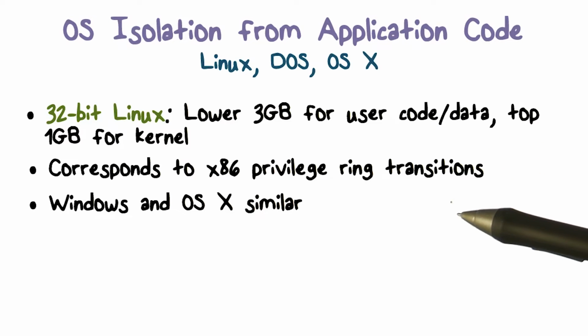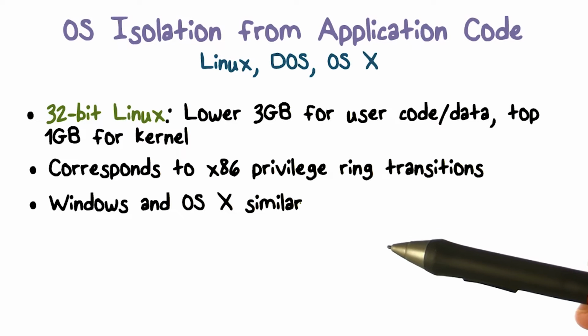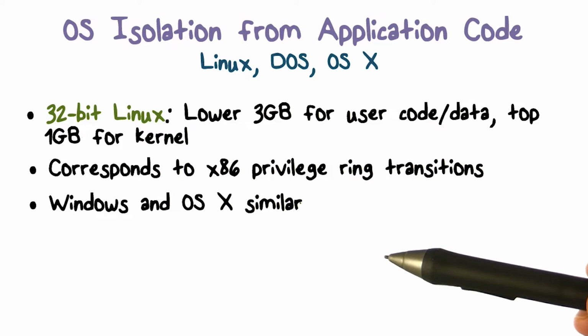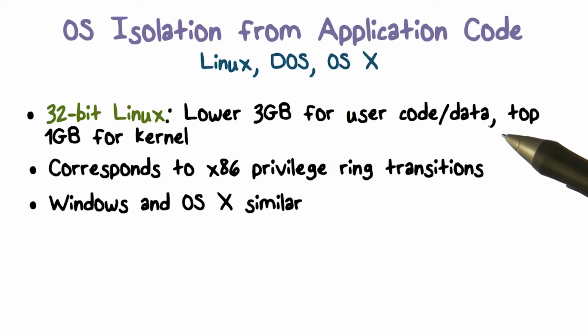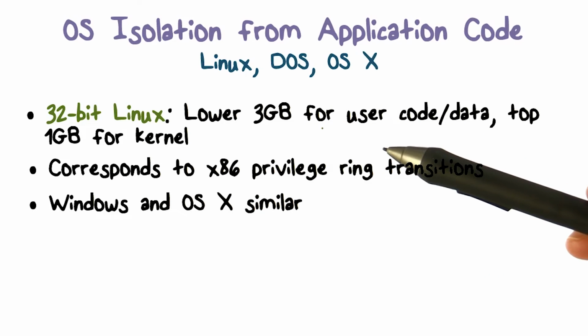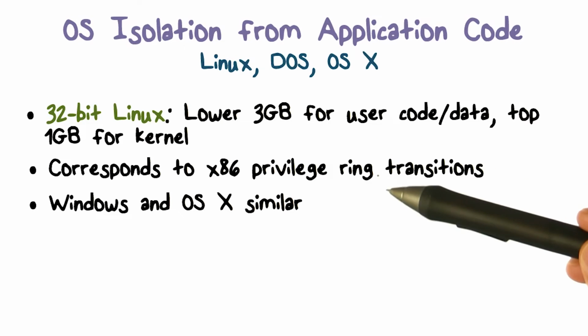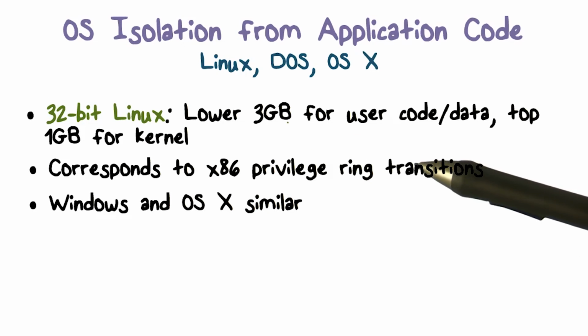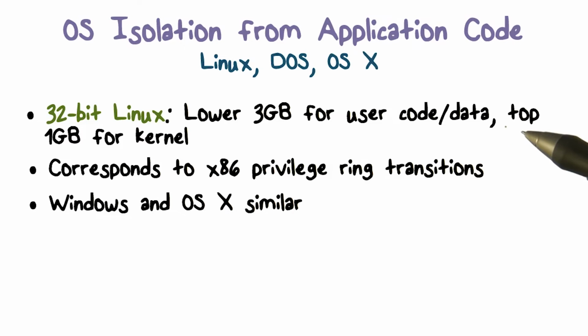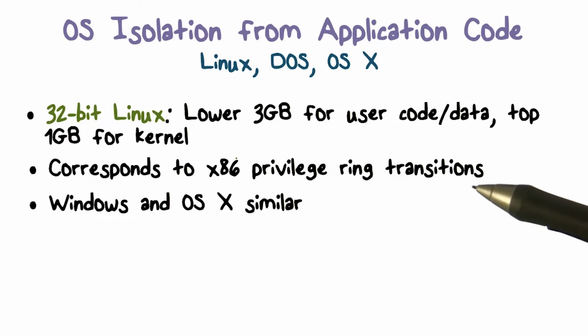Other operating systems, depending on the particular version, may have some differences, but typically this is how it works. The operating system is common. So this kernel 1 gigabyte has the same data and code for every process. But the 3 gigabytes is per process, obviously. This could be different for different processes. And if you're executing in this 3 gigabyte part, then you are in ring 3. If you're executing the kernel, you are in ring 0. This is how operating systems manage access to various parts of the address space.